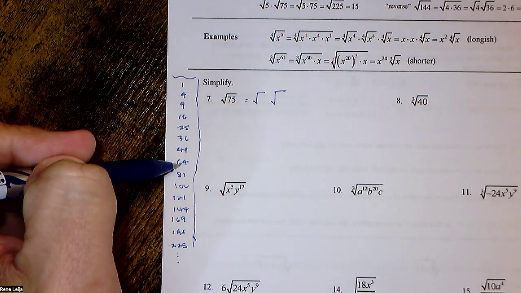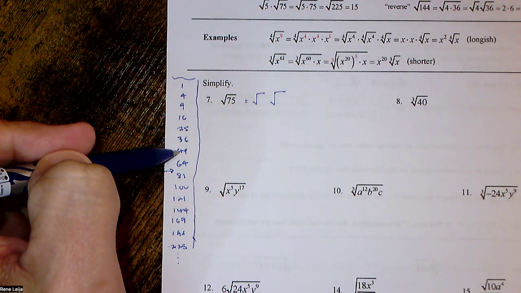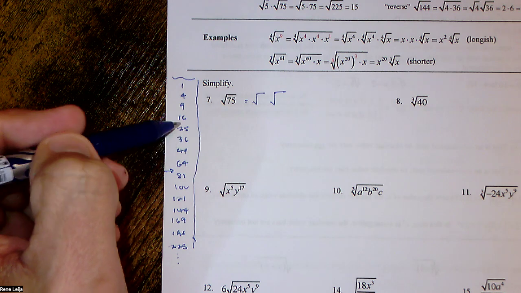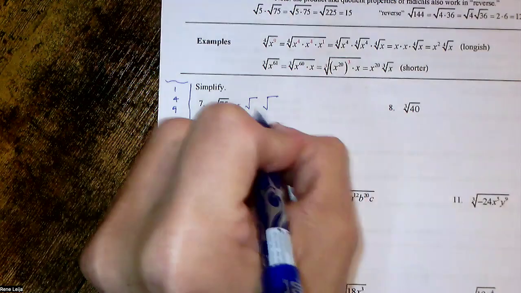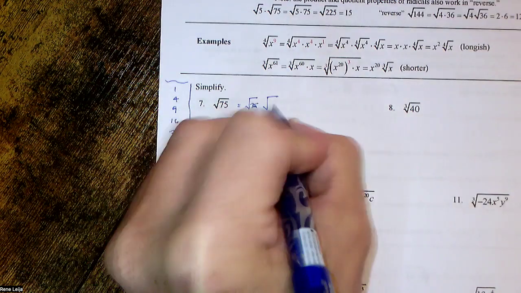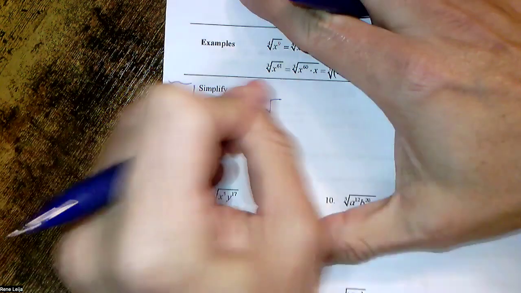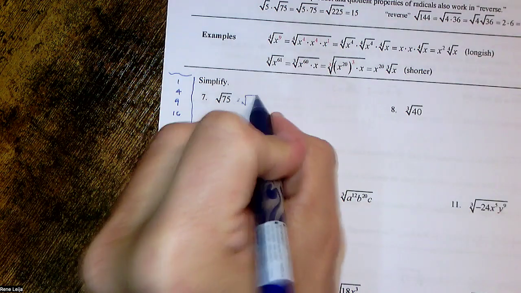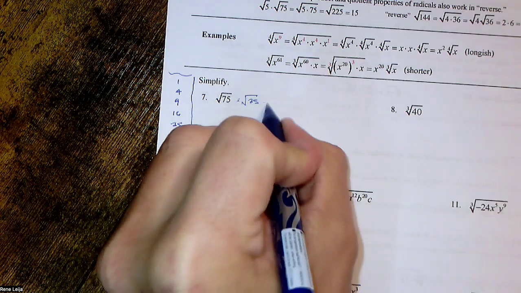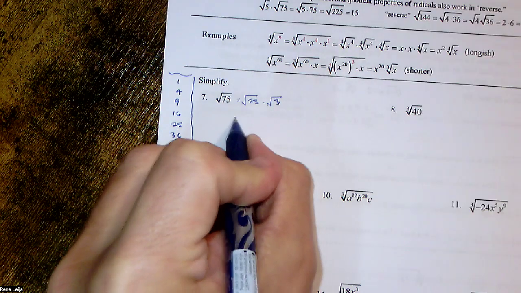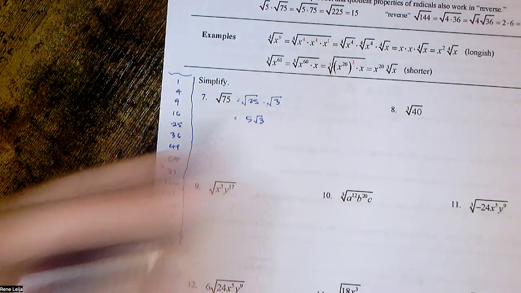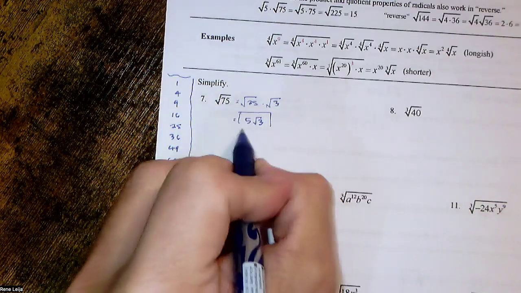So 75 is not divisible by 64. 75 is not divisible by 49. It's not divisible by 36. It is divisible by 25. So that would be the square root of 25 times the square root of 3. And this is just an easier way to find those perfect squares. So the square root of 25 just turns out to be 5, and the square root of 3 stays inside. So that's just 5 times the square root of 3.